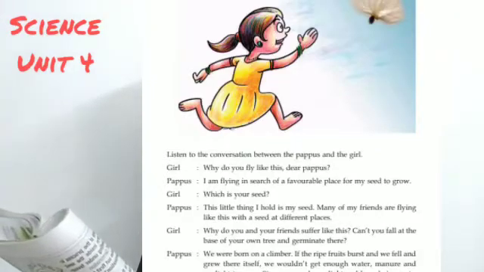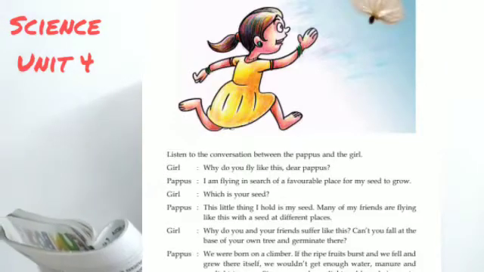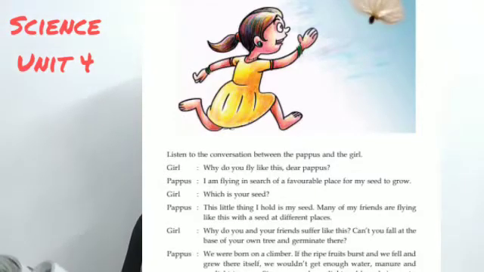Why do you fly like this, dear Pappus? So the girl is asking, why are you flying? Pappus: I am flying in search of a favorable place for my seed to grow. So he is looking for a place for the seed to grow. You can see a small thing over there: up is hair-like structures, and down you can see one brown color. That is the seed. So it's searching for some place for the seed to germinate.